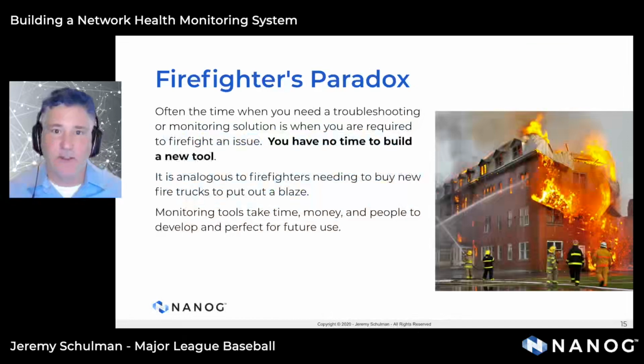And then you get into what I would call the firefighter's paradox, meaning a lot of times you don't know the tool that you need until you're presented with a problem. And when you're presented with a problem, then perhaps your house is on fire and you have no time to build that tool to solve the problem. It's like saying, as a firefighter, I need to go buy a new fire truck as I'm rolling out to go fight a fire. You can't do that. You don't have the opportunity to do that.